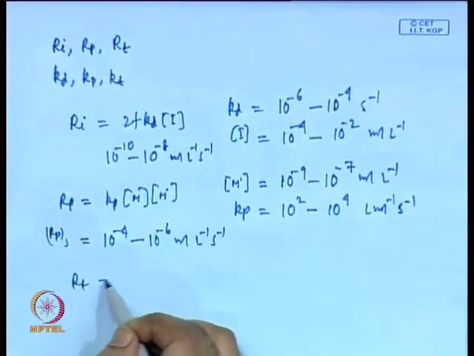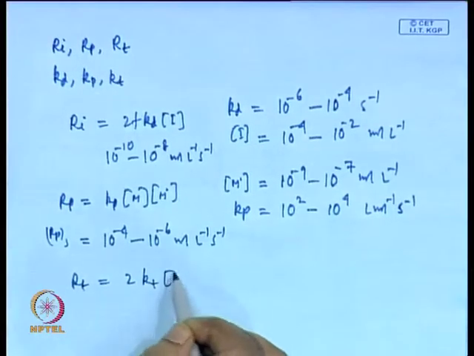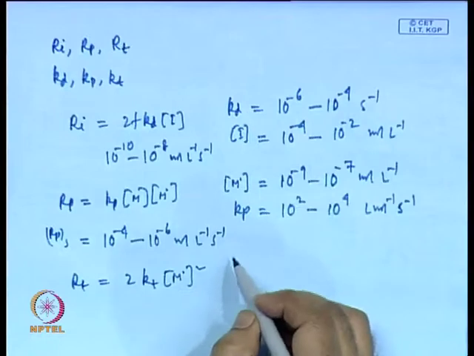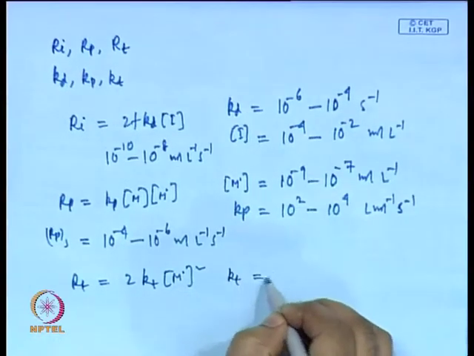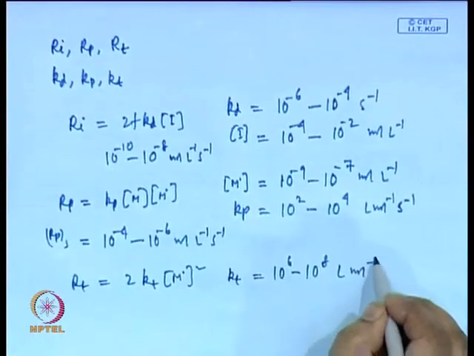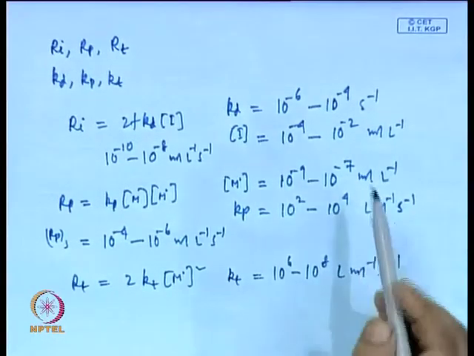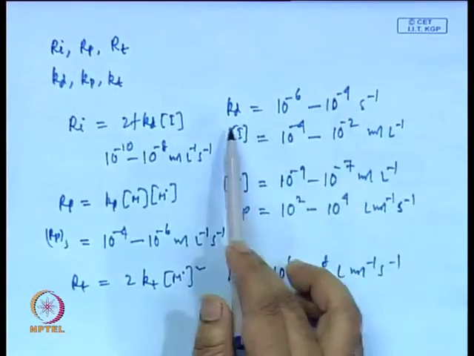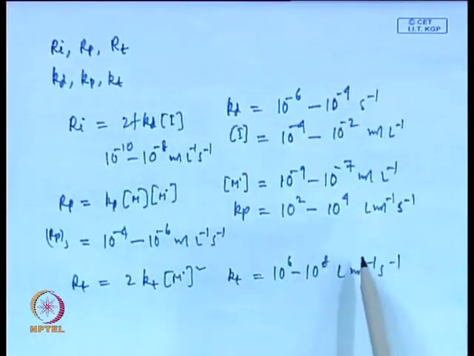and Rt is twice Kt M dot square. The M dot value is listed here. Kt is 10 to the power 6 to 10 to the power 8 liter mole inverse second inverse. So, if you compare the values, these are the typical values.